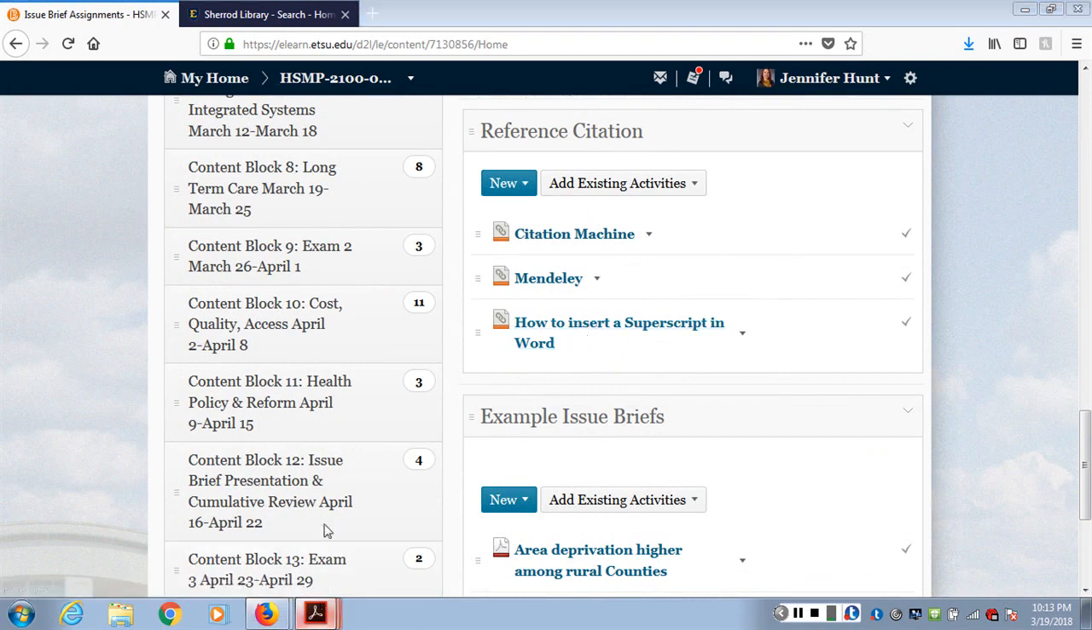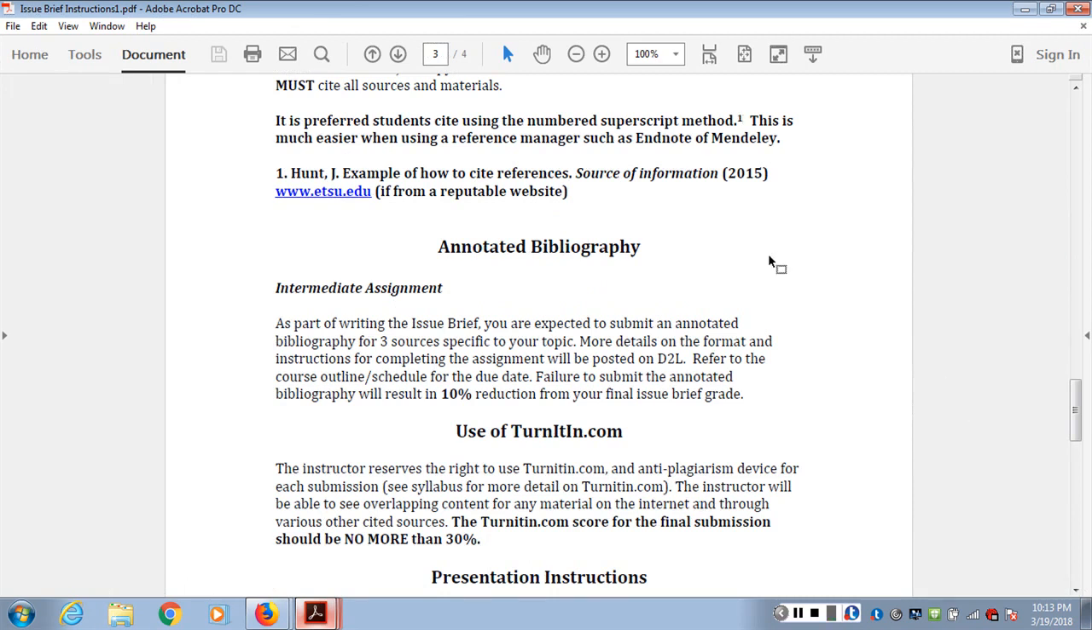So we'll go back to our instructions, and I prefer the superscript method simply because it's easier for me to read your issue brief with the superscript. However, that's not required. That's just a preference of mine. And here's how you would cite that superscript on your reference page.